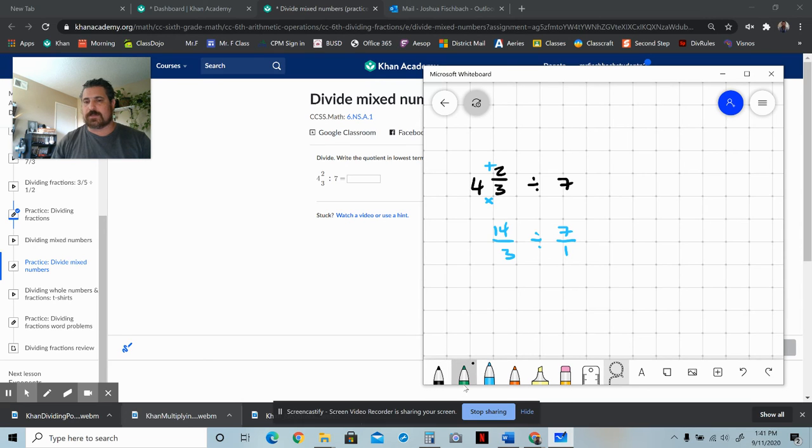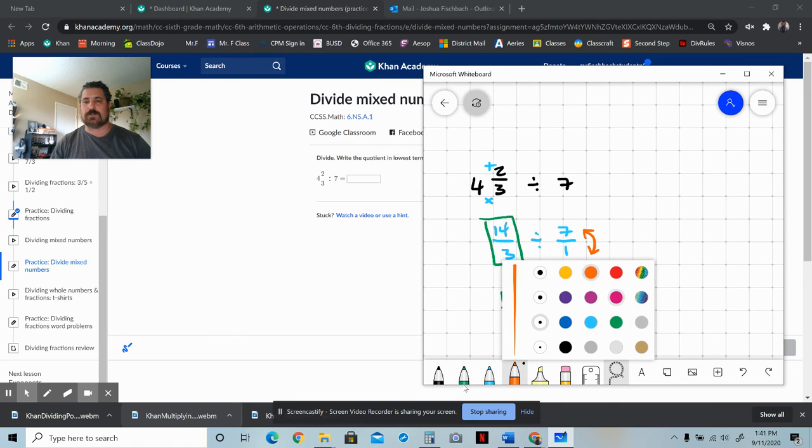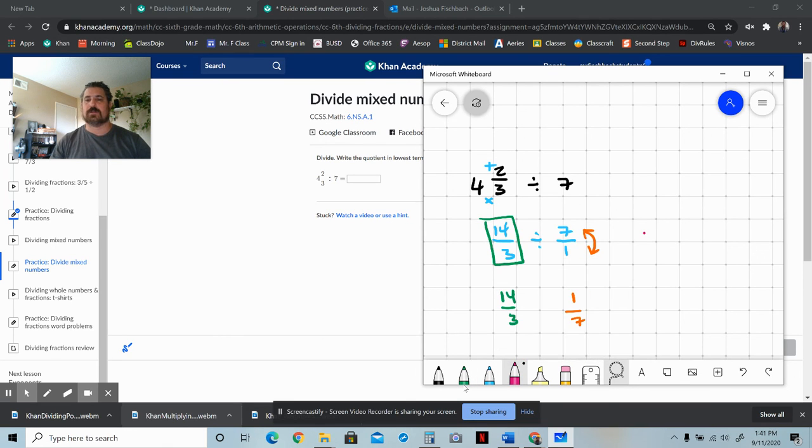And then you're going to look for changing this from division to multiplication using the KFC algorithm. So we're going to keep the one on the left the same. So 14/3 stays the same. We're going to flip the one on the right to its reciprocal. So 7 over 1 becomes 1 over 7. And you're going to change your division into multiplication. So change the division to its reciprocal or inverse operation.